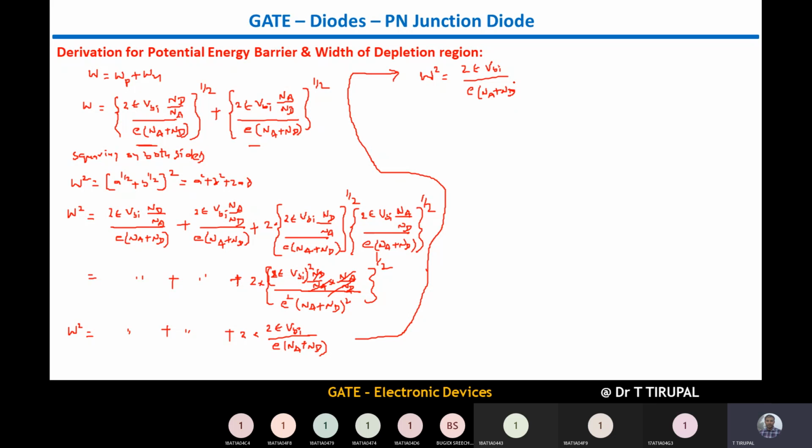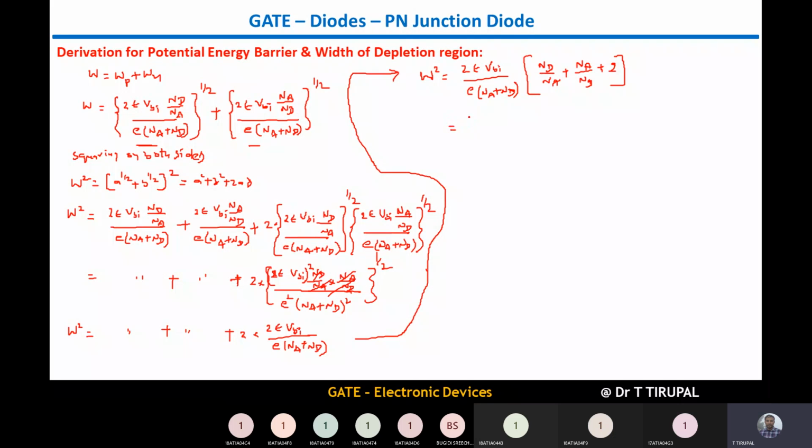Take out common. So what remains in the first term? What remains in the first value? The first value remains ND by NA, plus what remains in the second term? The second term remains as NA by ND. You can check it. NA by ND plus what is this one? 2 epsilon VBI. What remains? It remains as 2, because I am taking out common here. Right? Now take out LCM here.